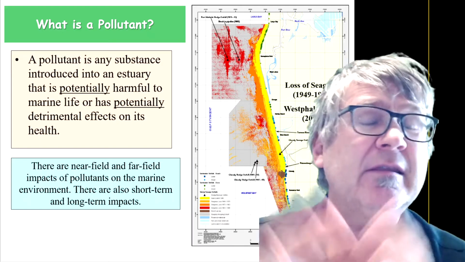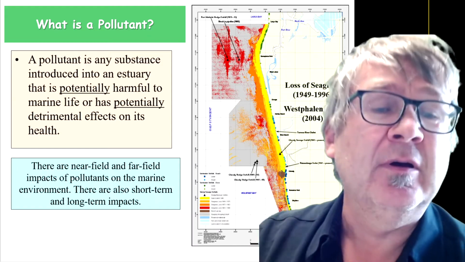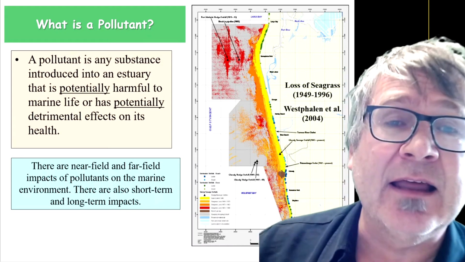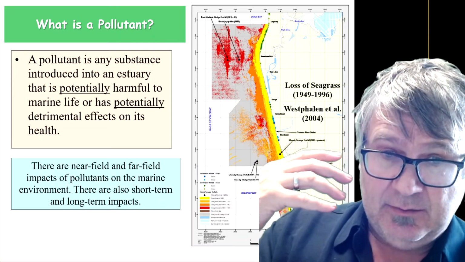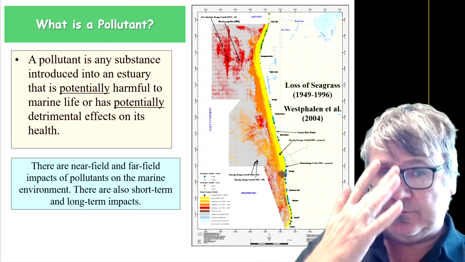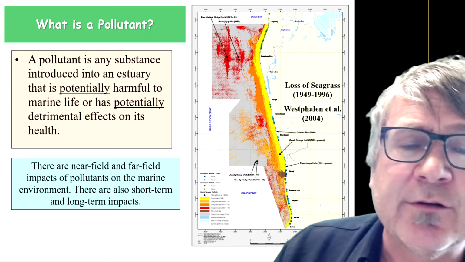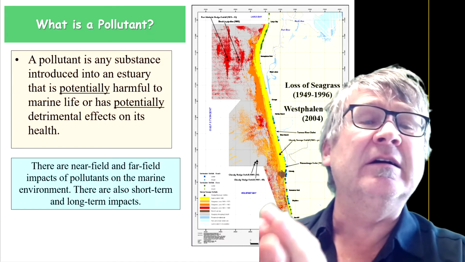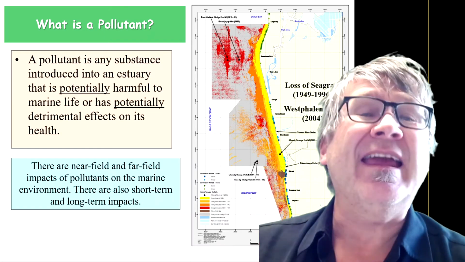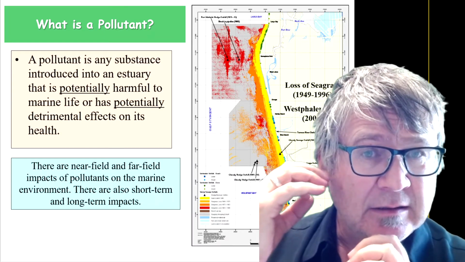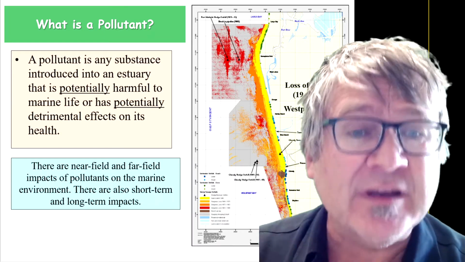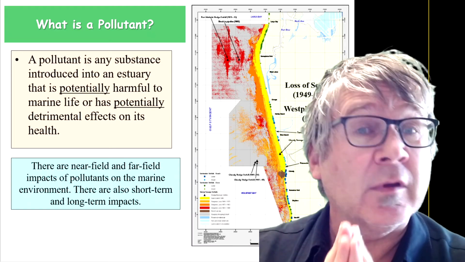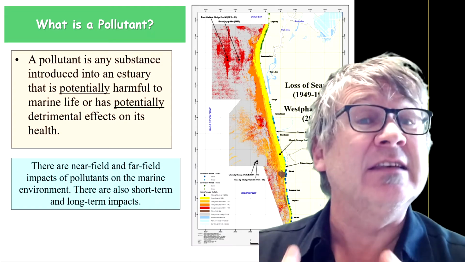So to underpin these definitions, here's a map of the loss of seagrass along the Adelaide metropolitan coast, Adelaide coastal waters. Okay, so here you see an indicator of the degrading health of the marine environment along the coastline of Adelaide. Okay, and seagrass is an indicator.